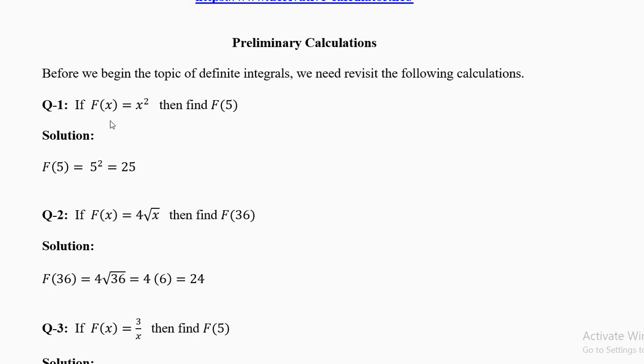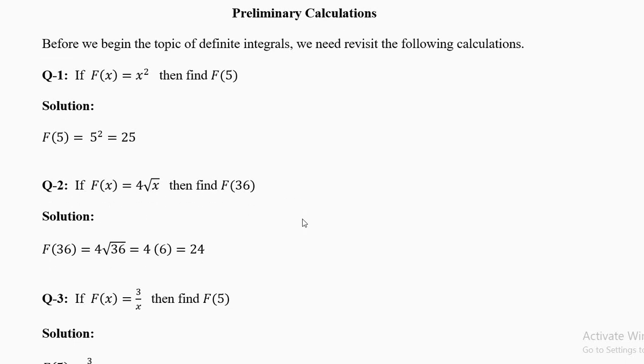Now the first example is, if f of x equal to x squared, then find f of 5. Now look, we are replacing x by 5 when we are doing the numerical calculation. So in your expression x square, you put 5 square. X will become equal to 5. You are going to substitute x equal to 5. Now 5 square is 25. If the numbers are difficult, use your calculators.